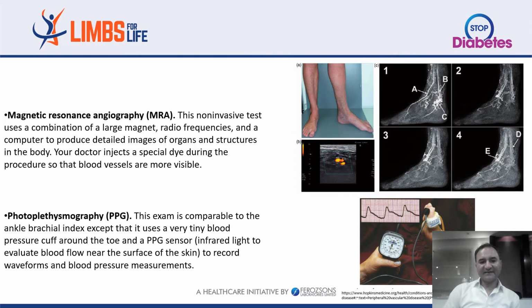Photoplethysmography. This exam is comparable to ankle brachial index except that it uses a very tiny blood pressure cuff around the toe and a PPG sensor, infrared light, to evaluate blood flow near the surface of the skin, to record waveforms and blood pressure measurements.